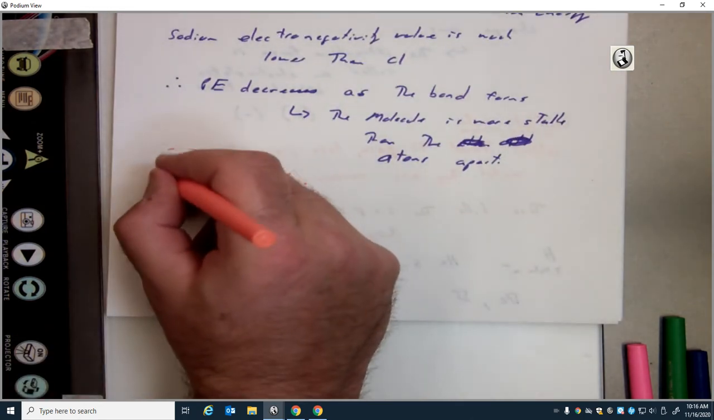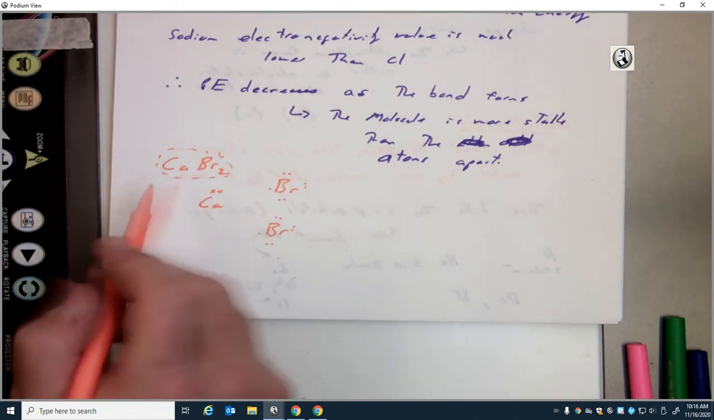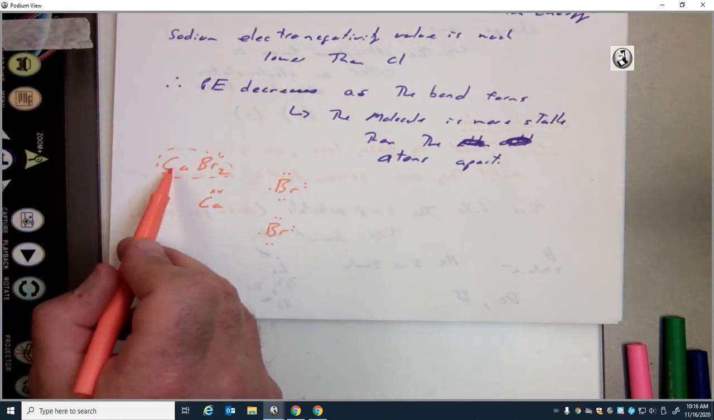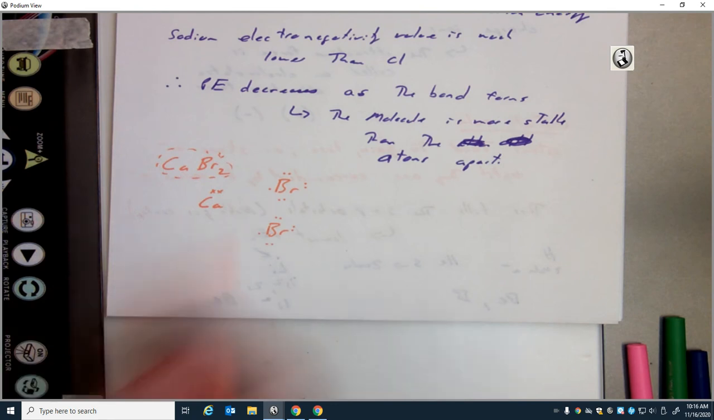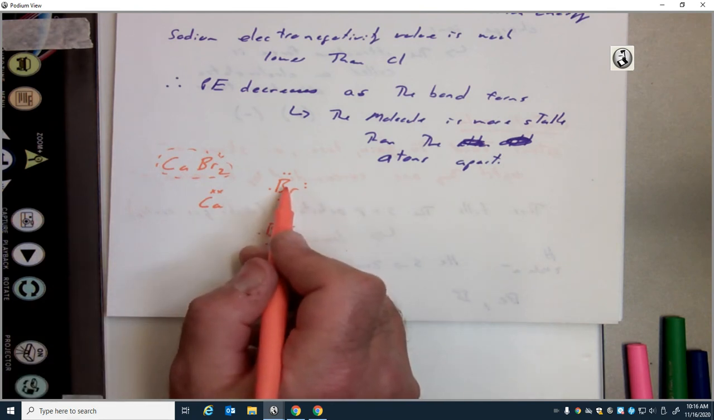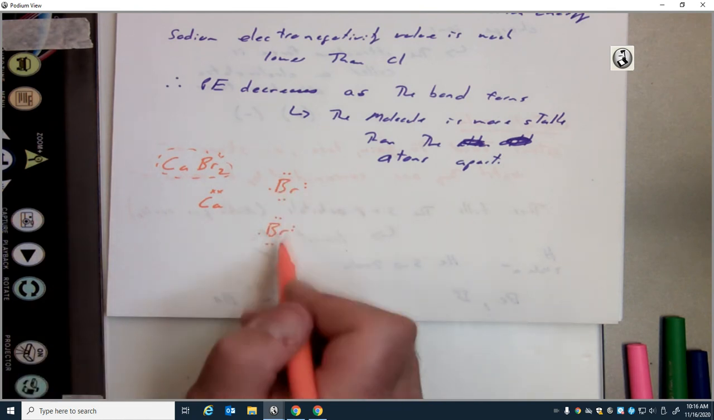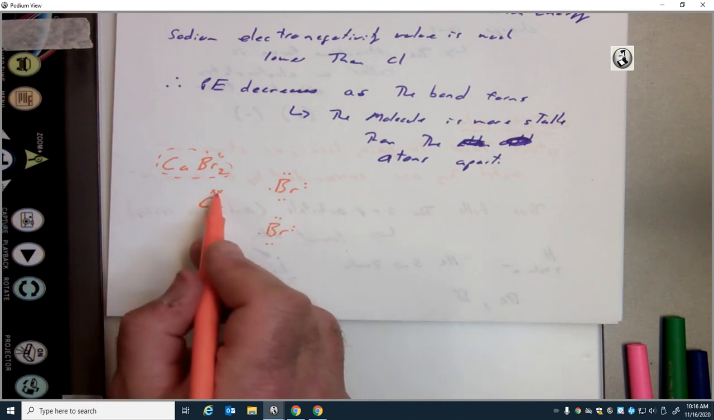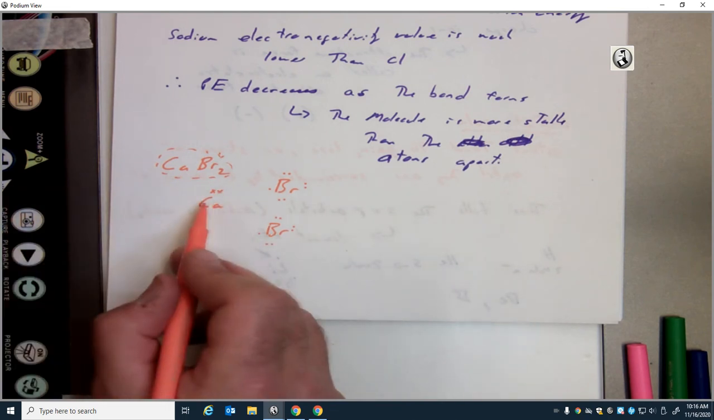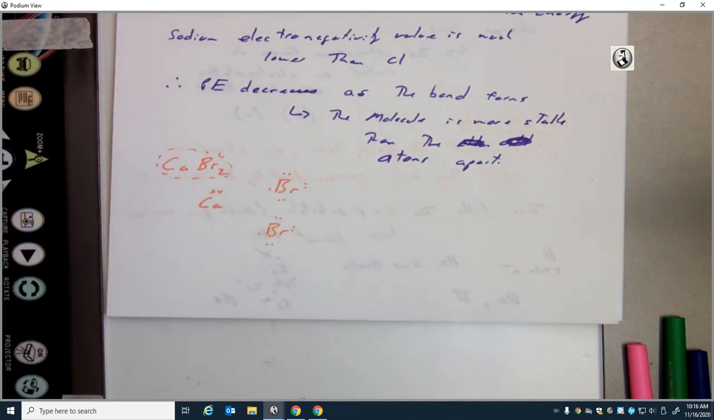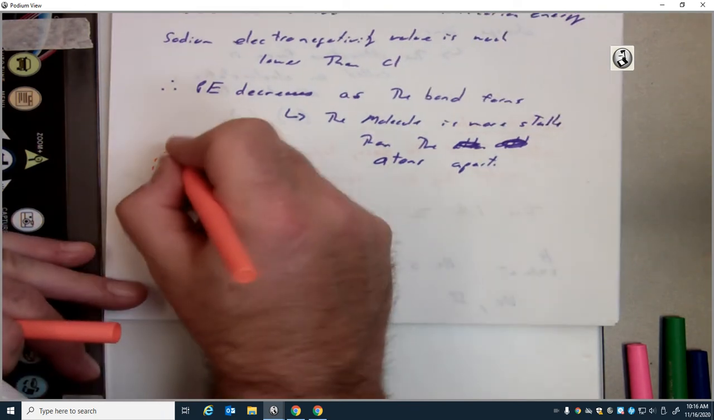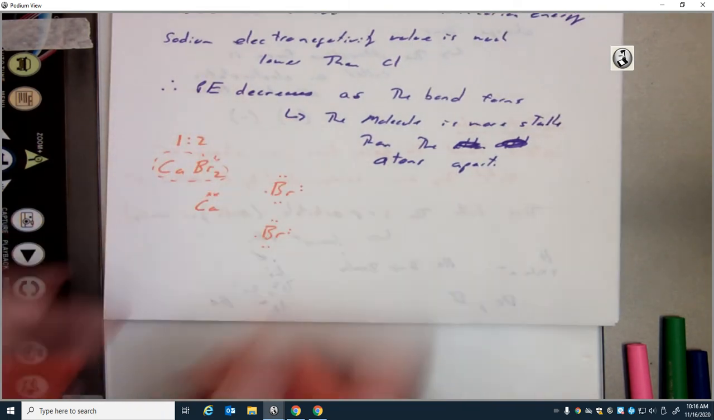This is where this formula is coming from. Calcium wants to lose 2 electrons to get that noble gas configuration. A bromine can only take 1 of them. So I need 2 bromine atoms to take one valence electron each from the calcium, which is what's giving us this 1:2 ratio.